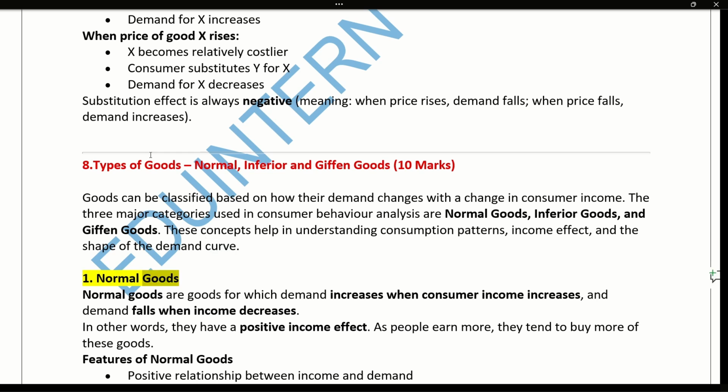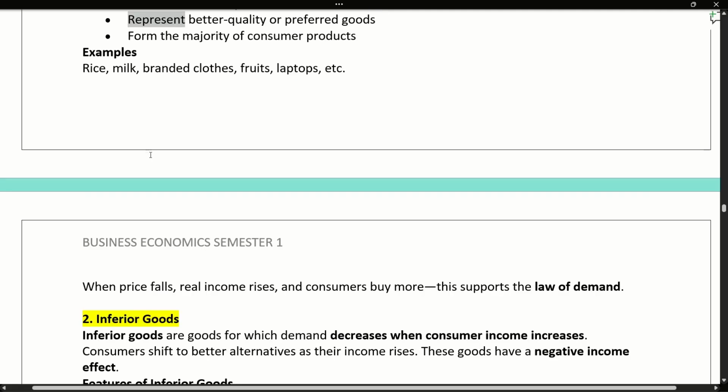1. Normal goods. Normal goods are goods for which demand increases when consumer income increases, and demand falls when income decreases. In other words, they have a positive income effect. As people earn more, they tend to buy more of these goods. Features of normal goods: positive relationship between income and demand. Represent better quality or preferred goods. Form the majority of consumer products. Examples.